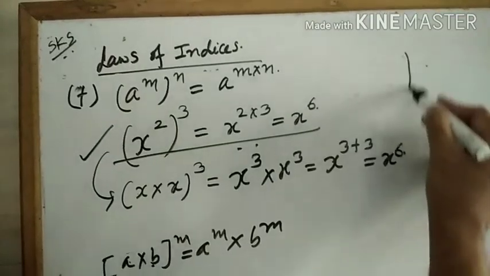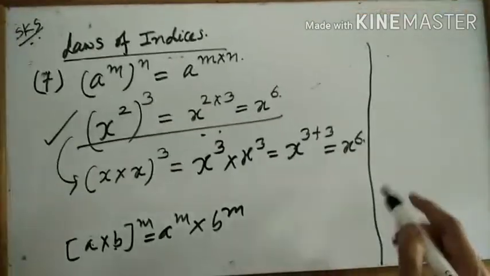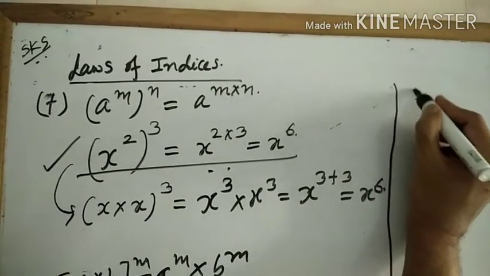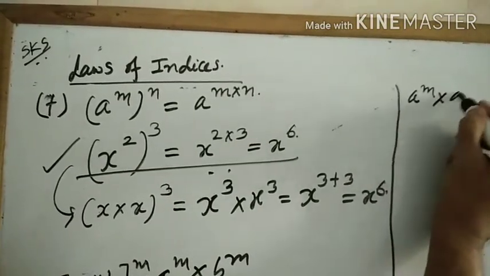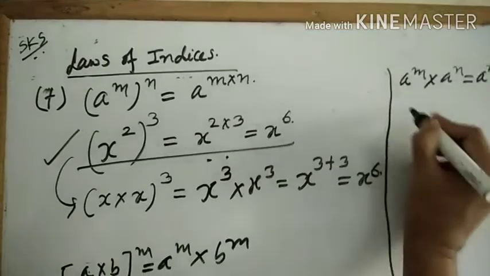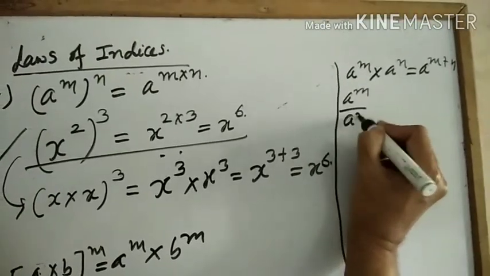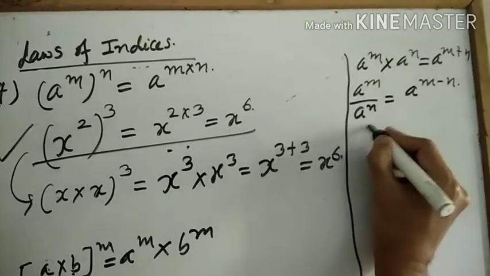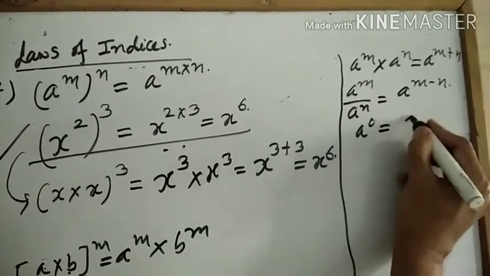So my dear friends, we have learnt 7 rules. Seventh rule is already existing on the board. First rule said a raised to m into a raised to n is equal to a raised to m plus n. Second rule said that a raised to m upon a raised to n is equal to a raised to m minus n. Then we learnt a raised to 0 is equal to 1.